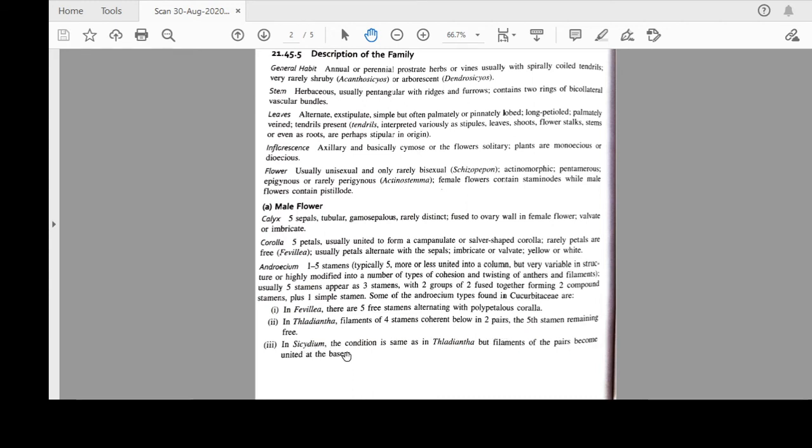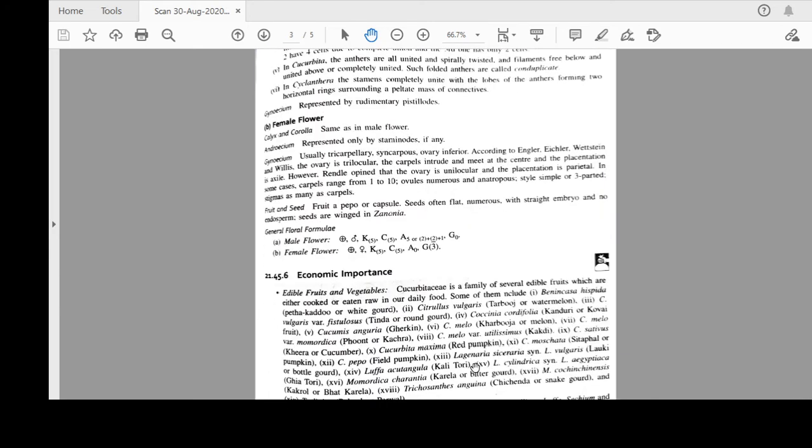In Cyclanthera, the condition is the same as before, but the filaments of the pairs become united at the base. The difference is that the filaments of the 2 pairs that have formed become united at the base.